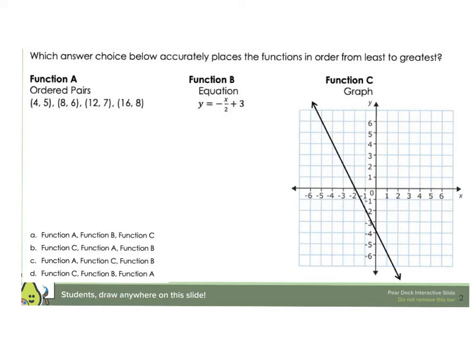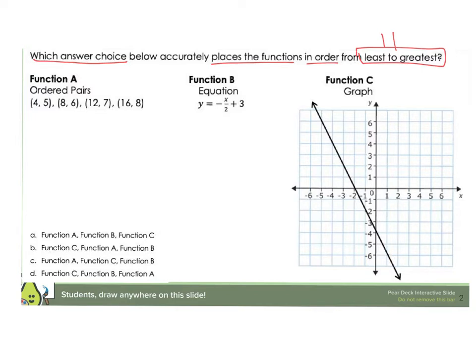Okay, so we're still comparing slope, but this time instead of 2 functions, we've got 3. So there's nothing new. It's just we have a third function that we're going to need to compare. So for this question, it says which answer choice places the functions in order, and we want least to greatest, okay? And remember, we're looking at absolute values, right? So we don't care about the sign.